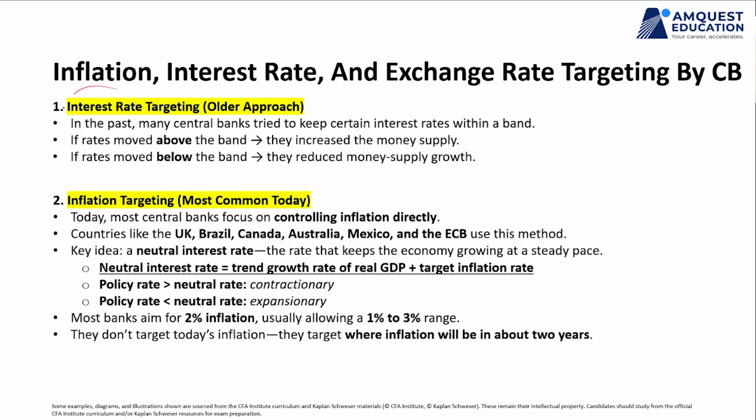Now, interest rates are always something the banks are trying to maintain, right? So what banks say is, let's keep interest rates in a certain band. Let's say between 6 and 7%. If interest rates are moving above the band, right? Interest rates are moving up.